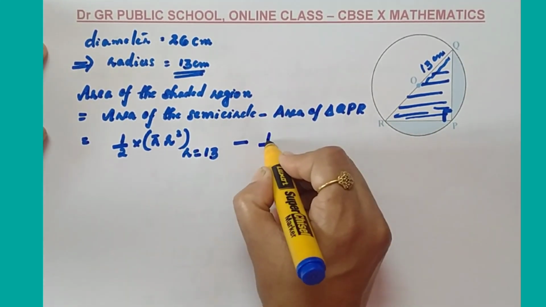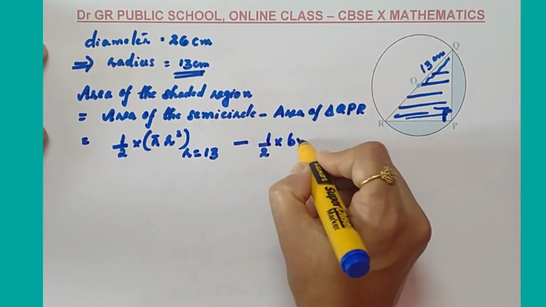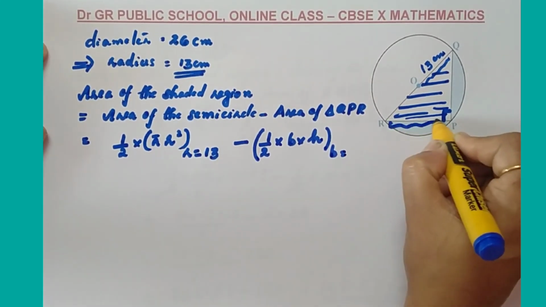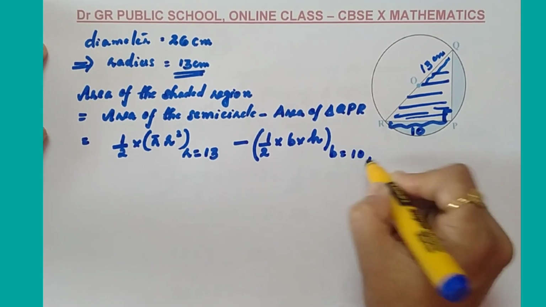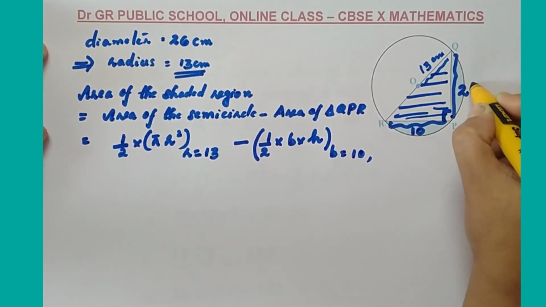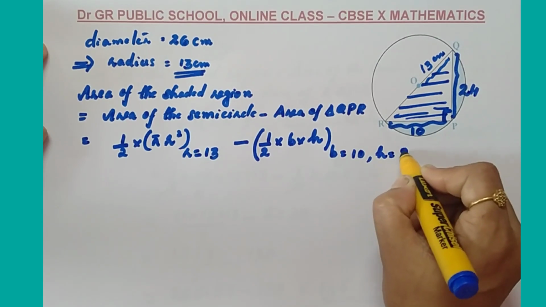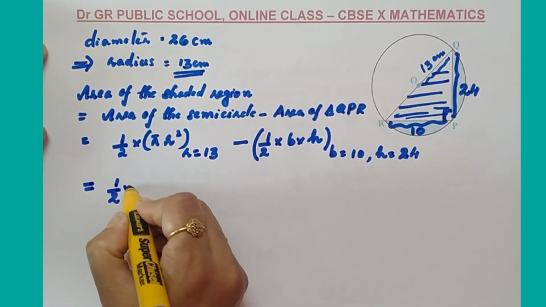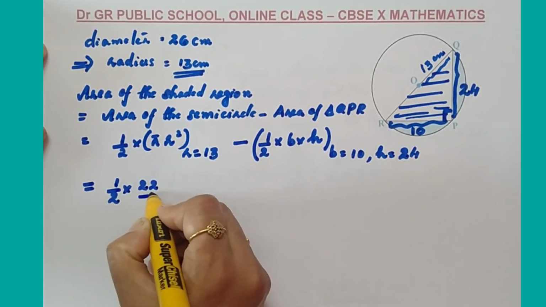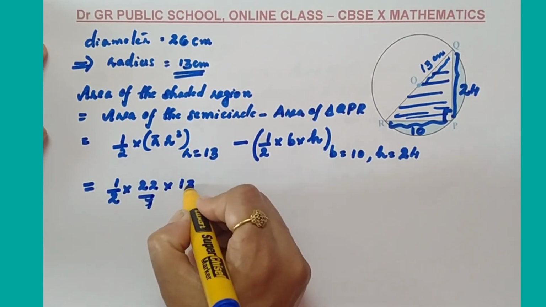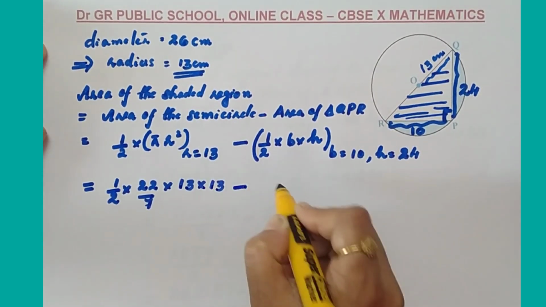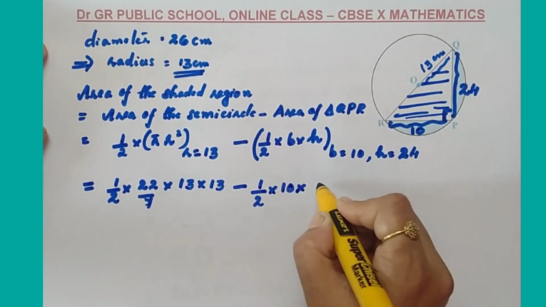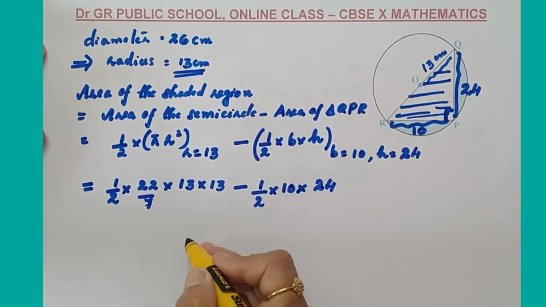So, its area can be found out by using the formula half into base into the altitude or the height. I am going to give the values here. Base is given as 10 centimeter and the altitude or the height is known as 24. So, h equal to 24. Now, we are going to make the simplification. Half into the value of pi is 22 by 7 into the radius r square is 13 into 13 minus half into the base is given as 10 into the altitude or the height is given as 24.